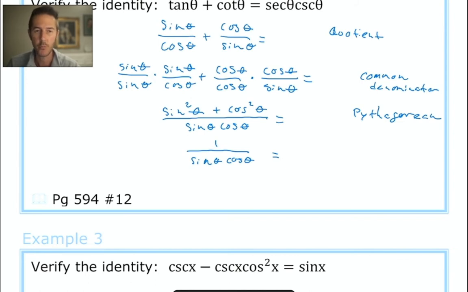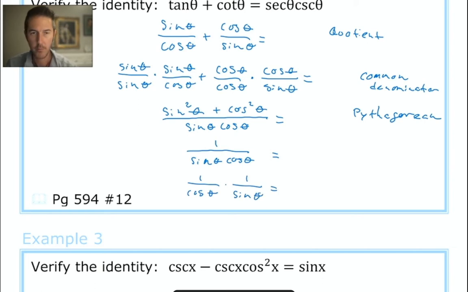If you're writing this proof for a professor and you've gotten it pretty much one step away from the left-hand side being identical to the right-hand side, you can stop. If you were trying to demonstrate this for a fellow classmate and make it really clear to them that the left-hand side does equal the right-hand side, I might rewrite this one more time as 1 over cosine theta times 1 over sine theta.